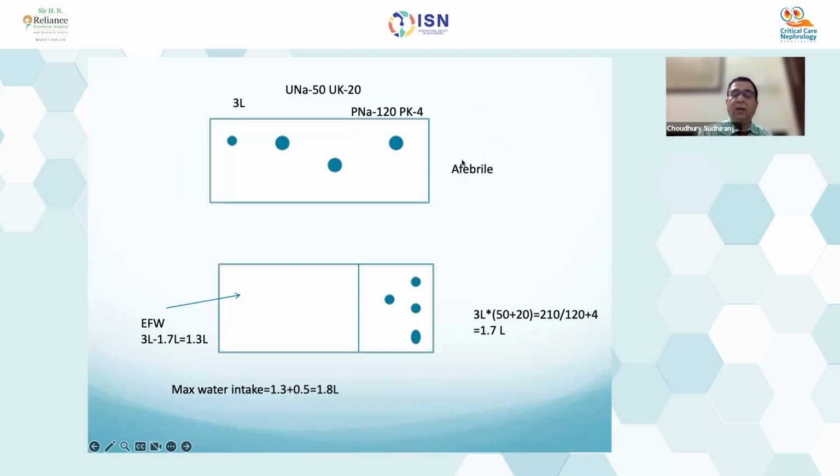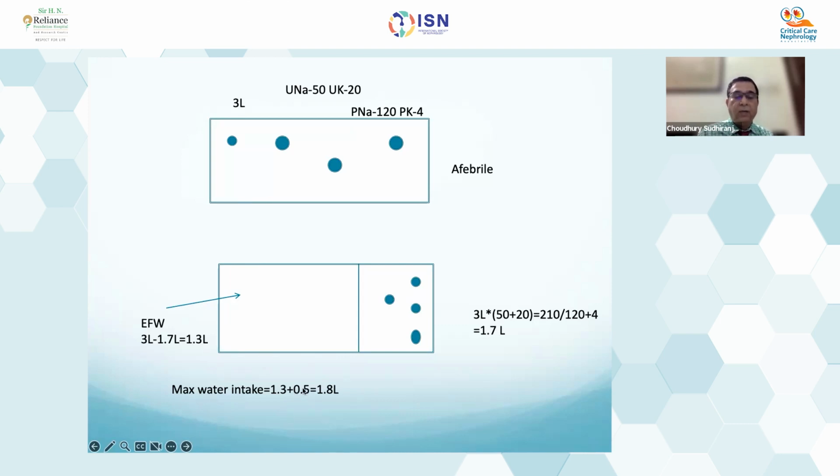On an average, around 400 to 500 ml of water is excreted by insensible loss. And the urinary sodium here is 50 and the potassium is 20. So if you calculate the same thing together, the right side of the bracket is 1.7 liters. So what is the electrolyte free water in 3 liters of urine volume? 1.3 liters is the electrolyte free water.